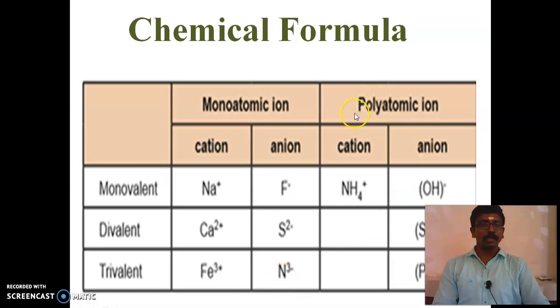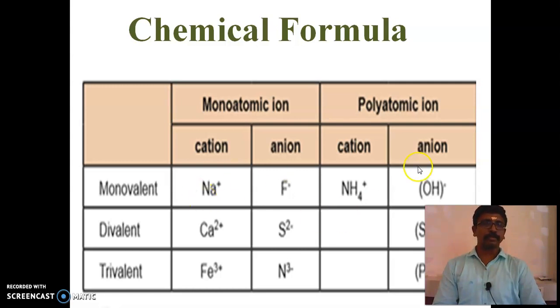And polyatomic, poly indicates many, it contains many atoms. Here you can see nitrogen and hydrogen. Hydrogen contains how many atoms, children? 4. So NH4 plus is the ammonium ion, and the ammonium ion has the valency plus 1. This is the example for a polyatomic cation. We can tell this compound is a monovalent cation.